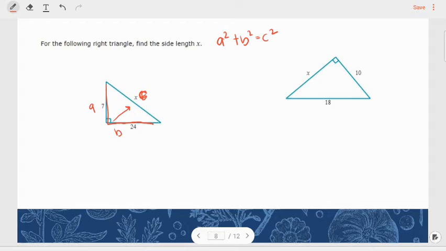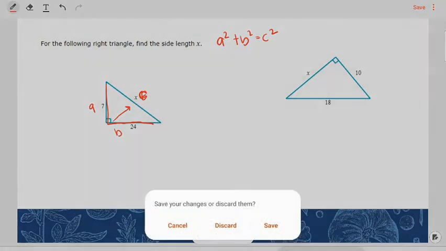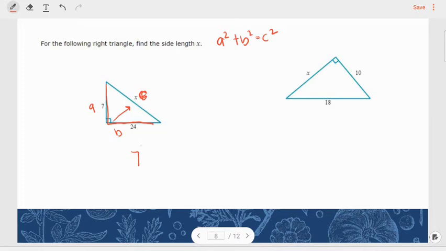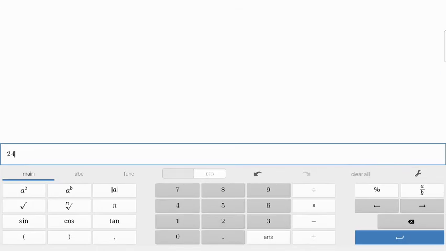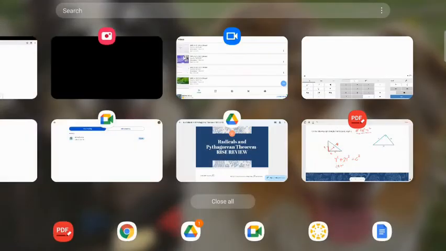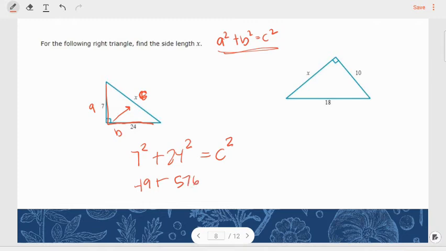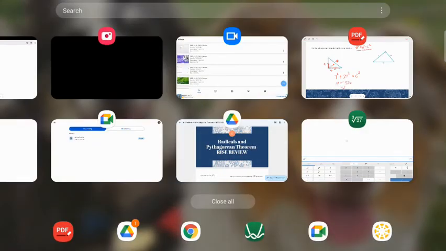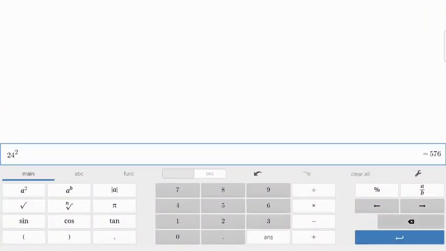So if I am going to use my Pythagorean theorem, here's what's going to happen. I am going to take 7 and plug it in for a in this equation. I'm going to take 24 and plug it in for b, and I'm going to leave c as c. So 7 squared is 49. 24 squared, that one I can't do in my head, is 576. I'm going to add those together. 49 plus 576 is 625.